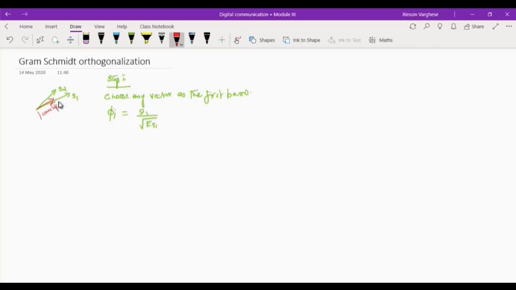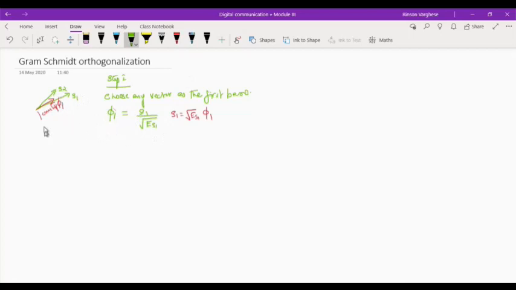So this is phi 1. Now what will be s1? S1 is nothing but root E s1 into phi 1. You need to multiply phi 1 with the root of the energy of s1, then you will get s1. Now how can you find the second basis here?